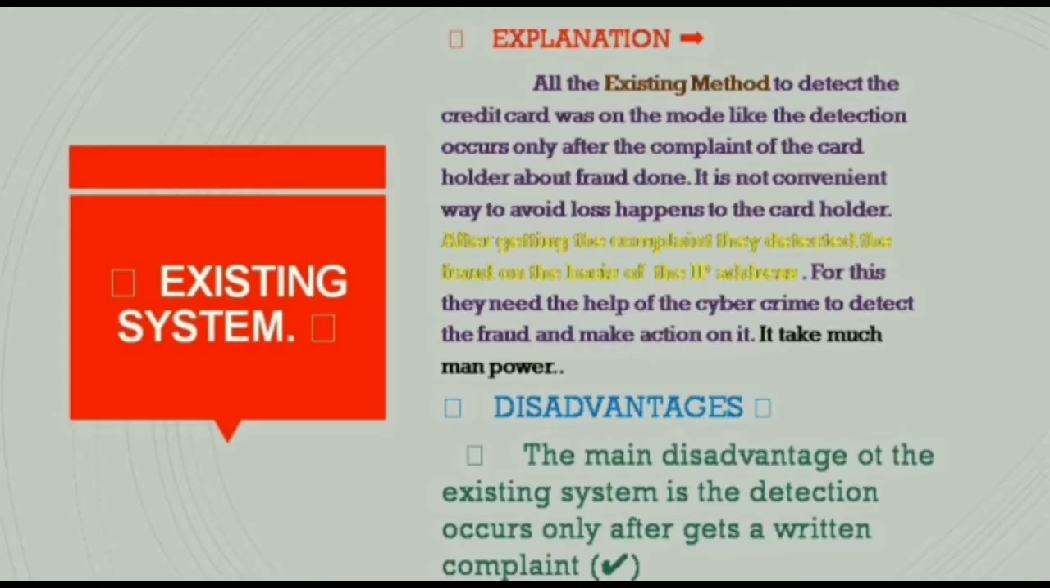Existing system. In the existing methods, detection occurs only after the cardholder complains about the fraud done. It is not a convenient way to avoid the loss that happens to the cardholder. After getting a complaint, they detect the fraud on the basis of the IP address. For this they need the help of the cybercrime branch to detect the fraud and take action on it. It takes much effort. Disadvantages: the main disadvantage of the existing system is that detection occurs only after a written complaint is received.